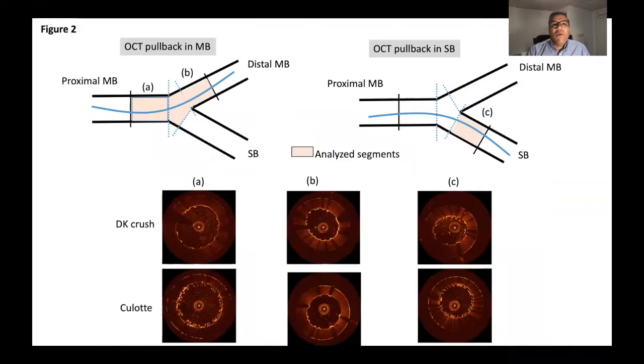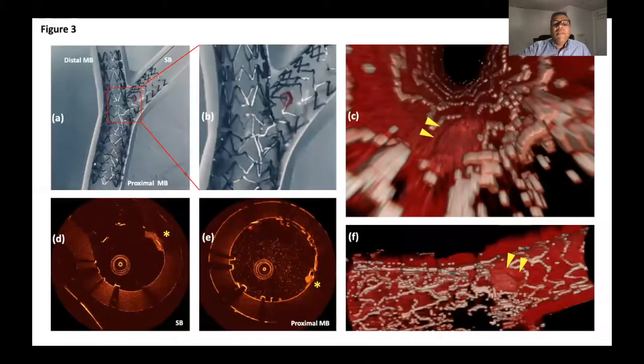What we have done is two pullbacks. One pullback coming from the distal main branch, going into the bifurcation, and then moving into the proximal branch of the main branch of the bifurcation. Then a second pullback coming from the side branch, and then imaging these portions. The ones that we have eventually analyzed are shown in this color, and it can be seen here at the bottom of this slide.